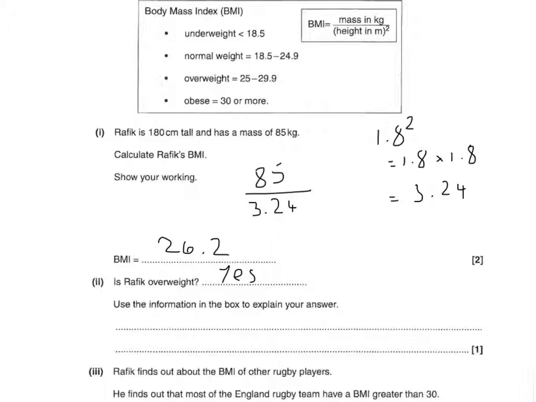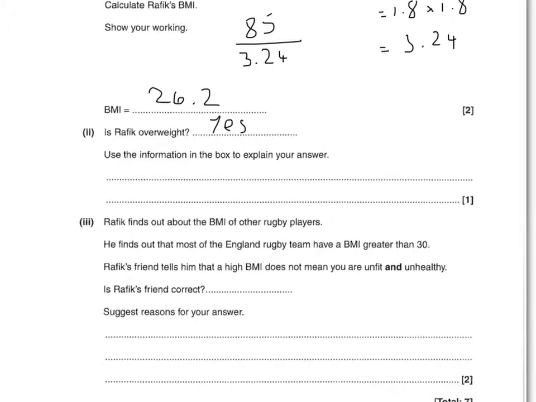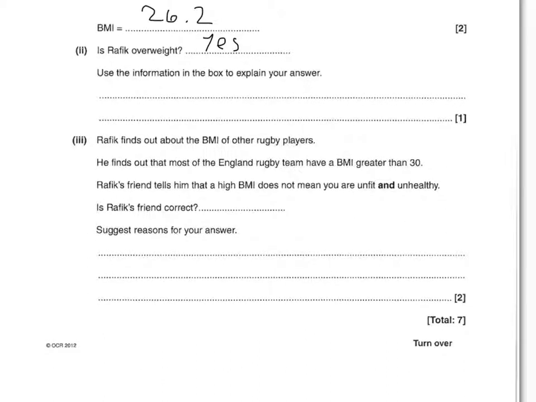And the next question says, Rafiq finds out about the BMI of other rugby players. He finds out that most rugby players in the England team have a BMI greater than 30. Rafiq's friend tells him that high BMI does not mean you are unfit and unhealthy. And is Rafiq's friend correct? So yes, Rafiq's friend is correct. But again, that doesn't get you a mark. You have to explain why to get the mark.